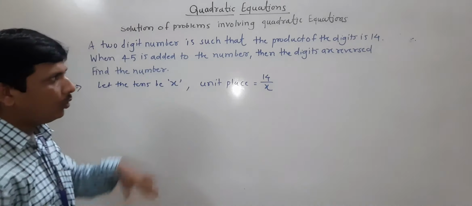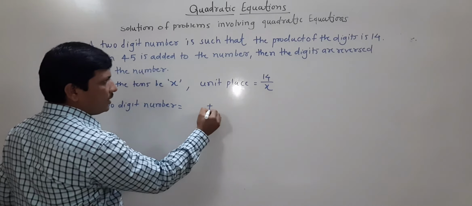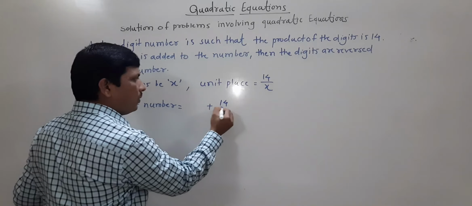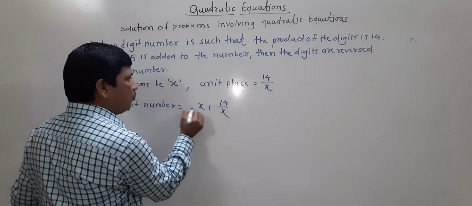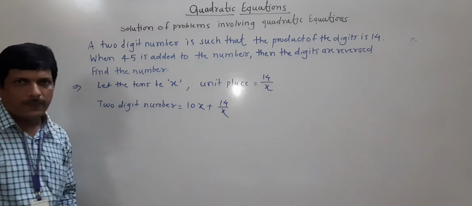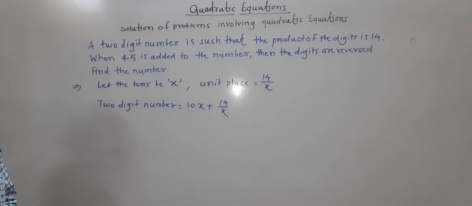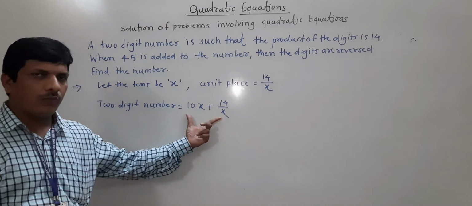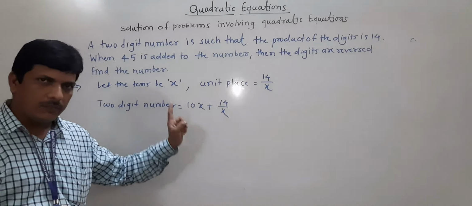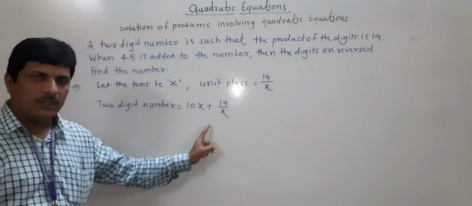Okay, so how will the 2-digit number form? The original 2-digit number is equal to, this is at the tens place and this is at the ones place. So ones place is 14 by x and tens place is x, so we need to multiply x by 10. Because in this number formation, this is the 10's place, we multiply by 10, and the 1's place we multiply by 1. So this is the original number: 10x plus 14 by x.